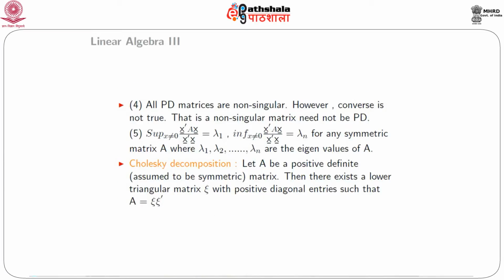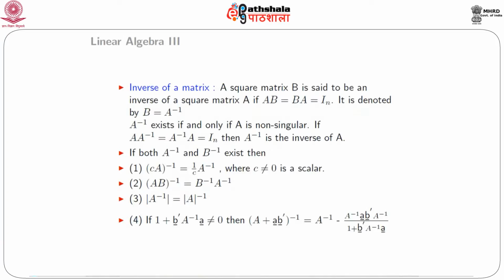Inverse of a matrix. A square matrix B is said to be an inverse of a square matrix A if AB equals BA equals the identity. It is denoted by B equals A inverse. A inverse exists if and only if A is non-singular. If A B equals B A equals I n, then B is the inverse of A.